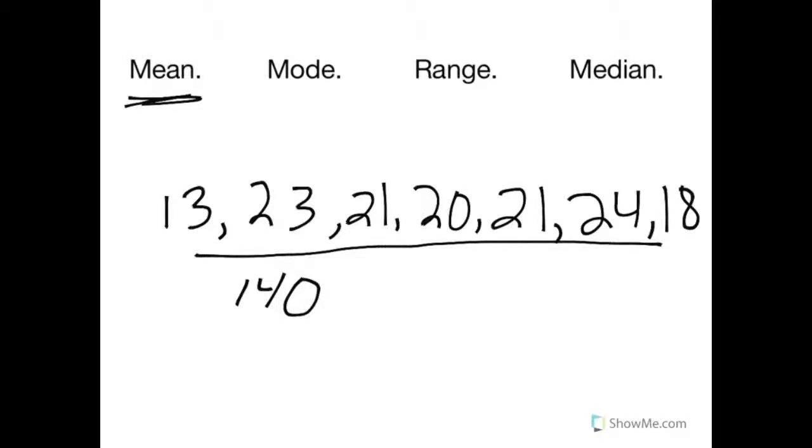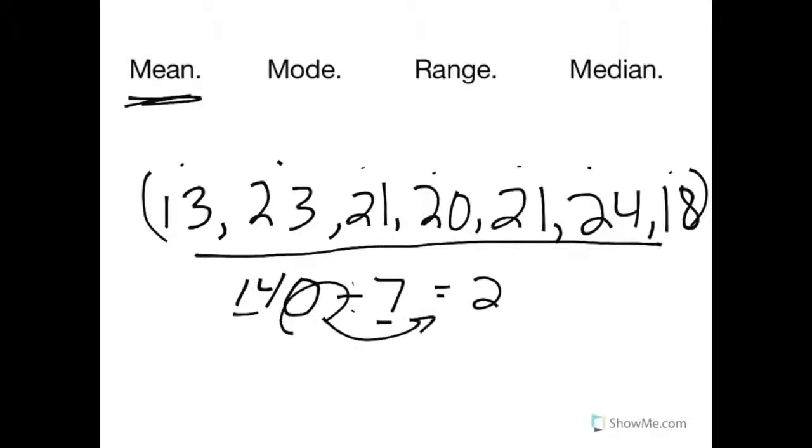Okay, and then we divide it by how many numbers are in the set. This is called a set. So we have 1, 2, 3, 4, 5, 6, 7 players. 140 inches divided by 7 players. 14 divided by 7 is 2. We have the 0 to bring over. The mean, or the average that they could jump, is 20 inches.